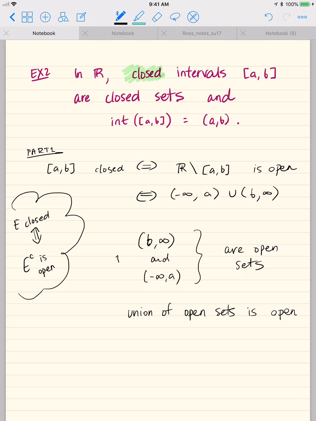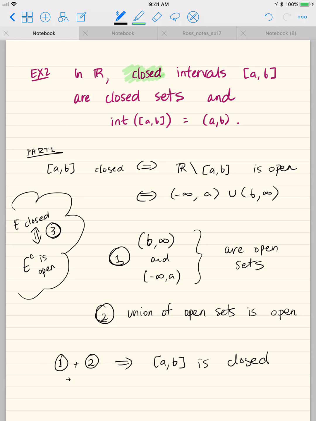Right, so this would be like fact 1, and then this would be fact 2, and then 1 plus 2 would imply that [A, B] is closed. Or we could call this 3, this definition here, so we'd have 1 plus 2 plus 3.